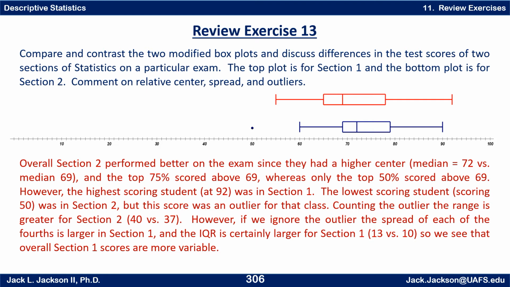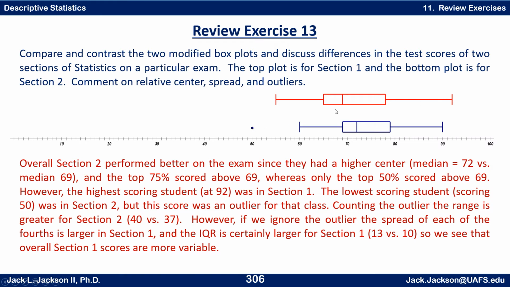Now, it is true that section 2 has the lowest scoring student at 50, but that was an outlier. Except for that one student, everyone scored 60 and above. And it is also true that the highest scoring student is in section 1, up here at 92. So we have that. But it looks like the center and overall, section 2 did a little better than the other one. Section 2 is the only one with an outlier.